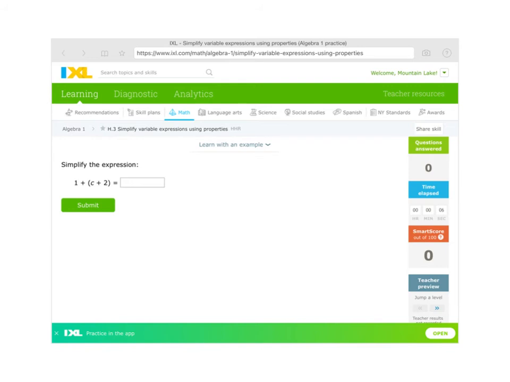Okay, here we are trying to simplify these expressions. So let's expand. So now we can add 1 and 2 and we get 3 plus c or c plus 3. Remember the commutative property, any of these is correct. So let's plug in one of them. 3 plus C.